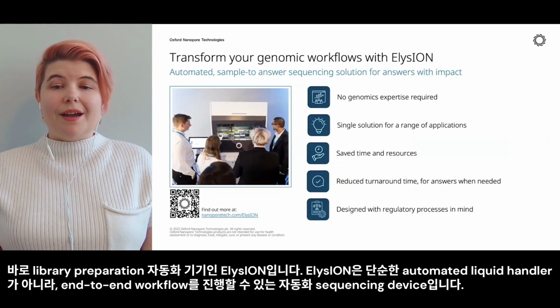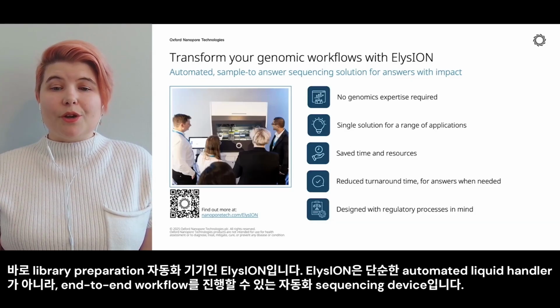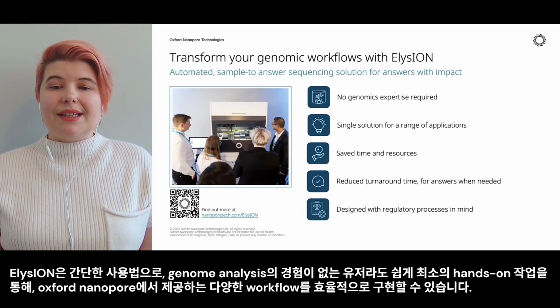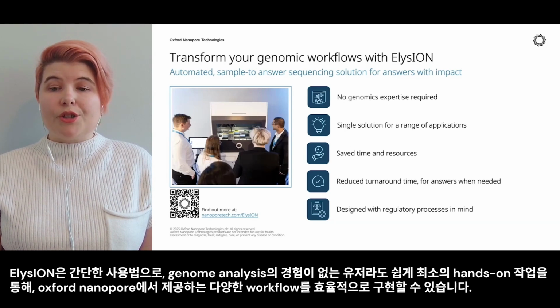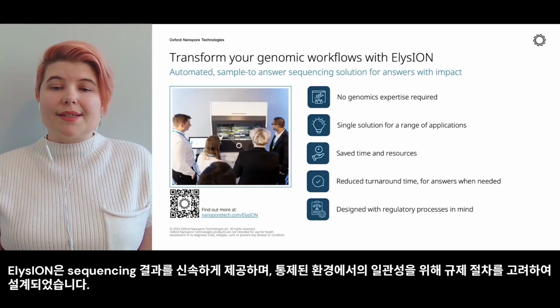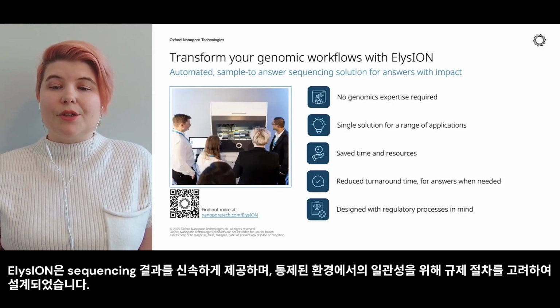With this in mind, our teams have developed ElysION. This benchtop device does not simply serve as a liquid handler, but rather an end-to-end automated Oxford Nanopore sequencing solution. The easy-to-use device minimizes hands-on time and does not require prior genomic expertise, enabling efficient automated workflows across a range of applications. ElysION reduces turnaround time to deliver answers when they are needed, and it's also designed with regulatory processes in mind for consistency in controlled environments.